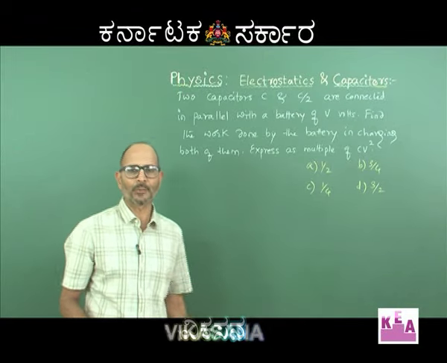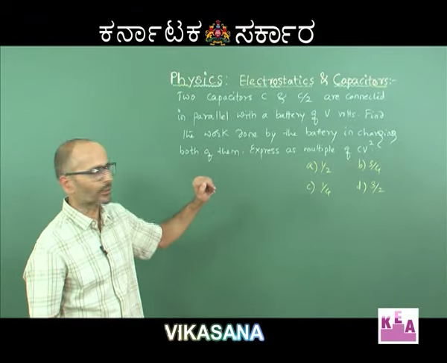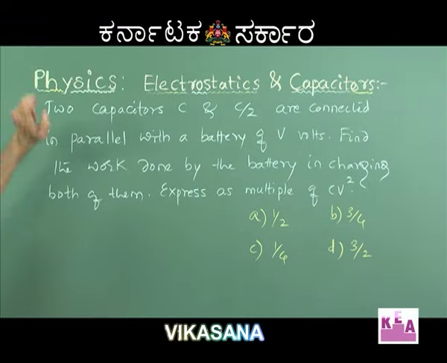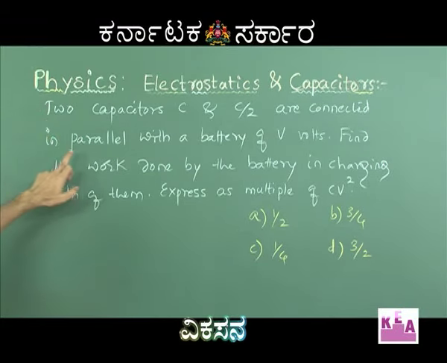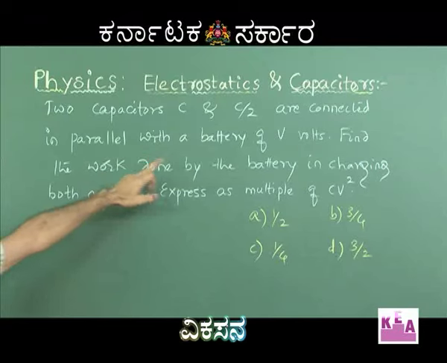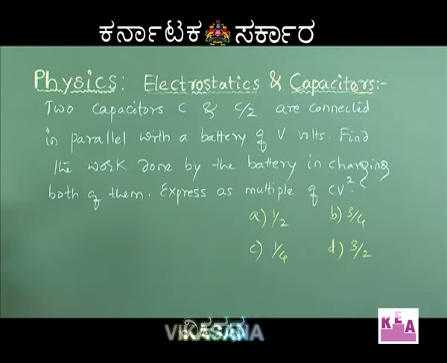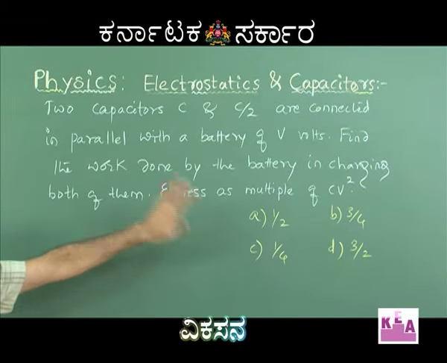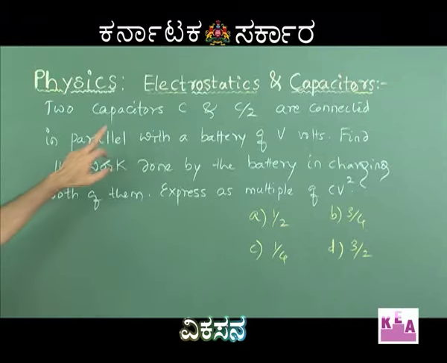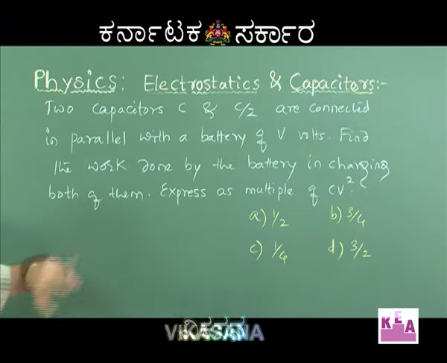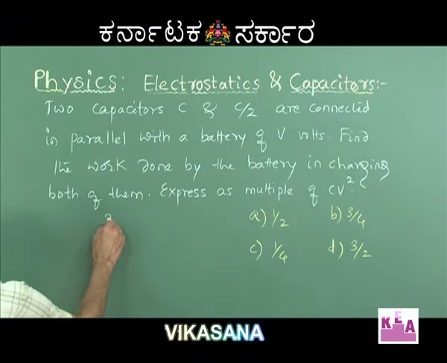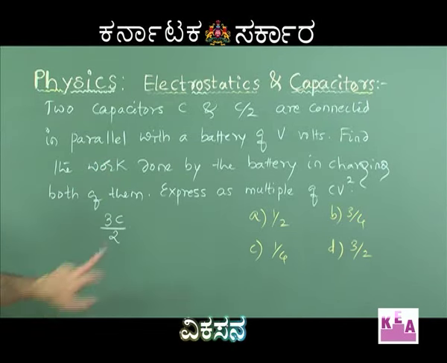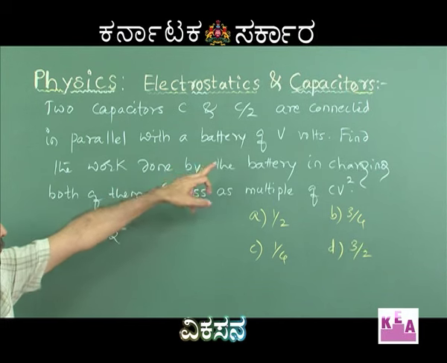Fine. So, let us read the problem and see how best we can use this here to write the work done. So, there are two capacitors C and C by 2, and they are connected in parallel with a battery of V volts. Find the work done by the battery in charging both of them. Express your answer as a multiple of CV square is what he says. As these two capacitors are connected in parallel, their equivalent capacitance will be 3C by 2, C plus C by 2, and the battery which is connected is of V volts.